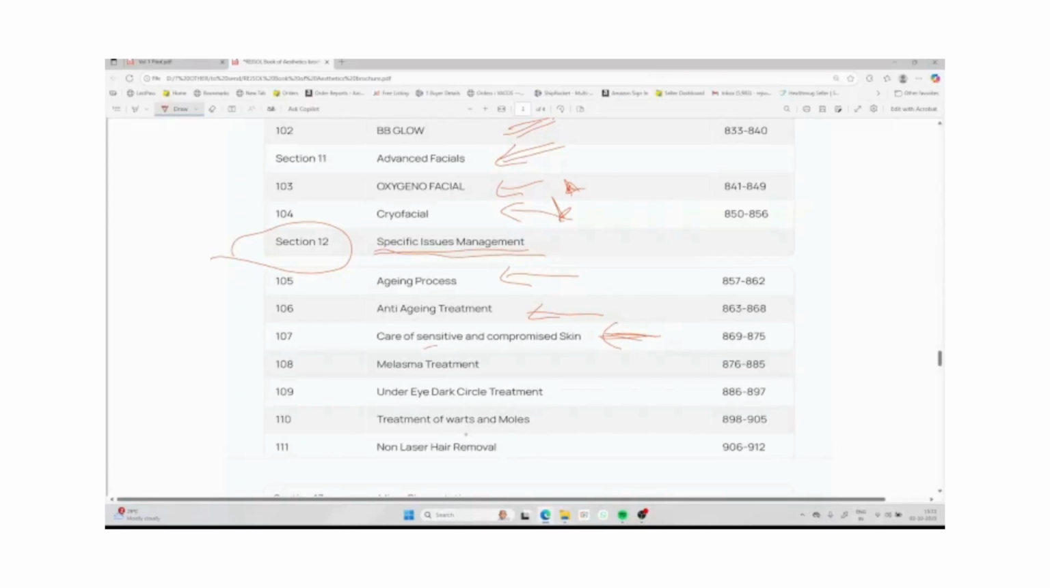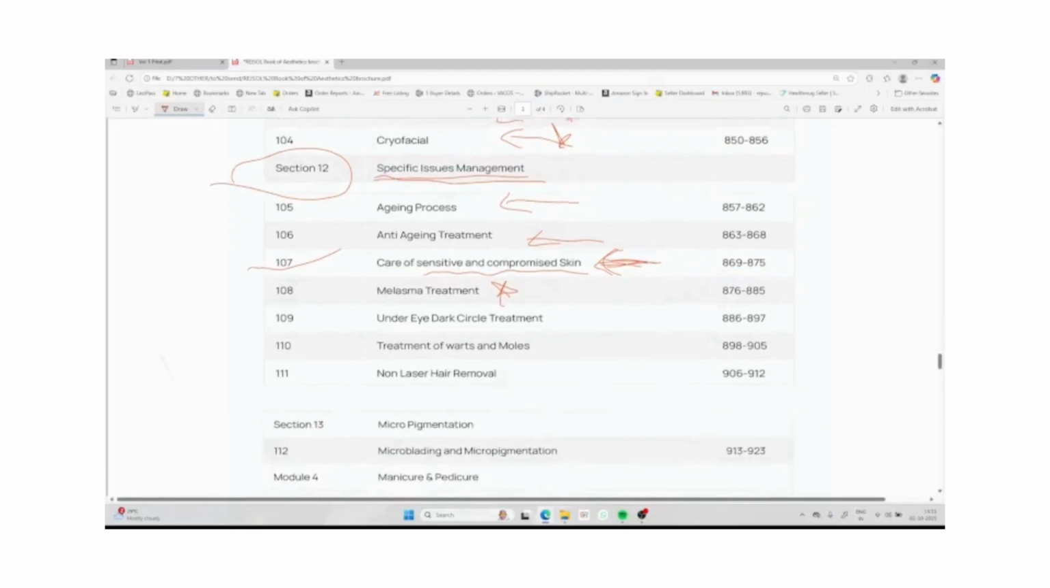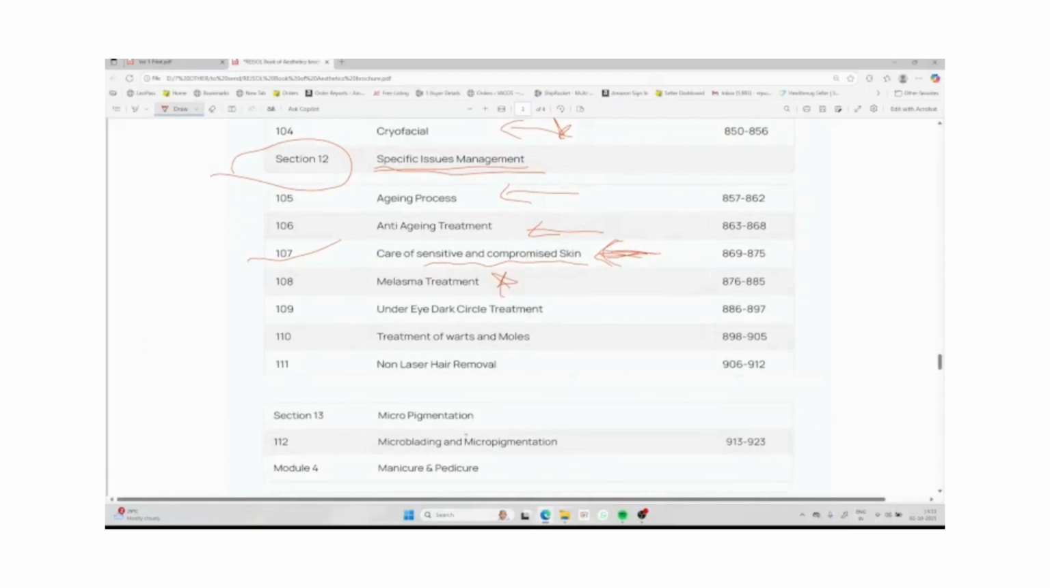sensitive skin. If there is sensitive and compromised skin, what treatments can you do, what care should you take? Everything is discussed in this chapter number 107. Now another is melasma. In this also, various modalities of treatment for melasma are incorporated. What are the different treatments that you do for under eyes? Then for warts and moles, what are the different treatments?